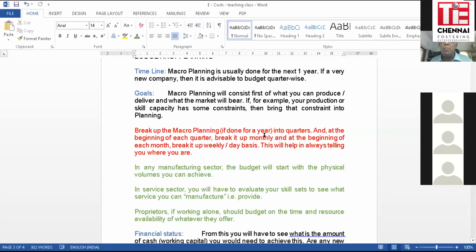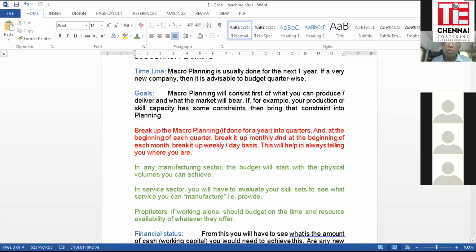If it's a new company, then I would advise to do the budget quarter-wise, because 1 year is too long a time for a new company. If you're a Hindustan Lever kind of company, yes, you can do it for 1 year. But if you're a startup, my strong advice is do it quarter-wise. Do a quarter-wise breakup. You can add it up for a year, but your focus should be on quarter-wise.